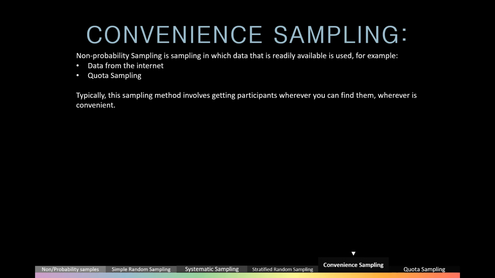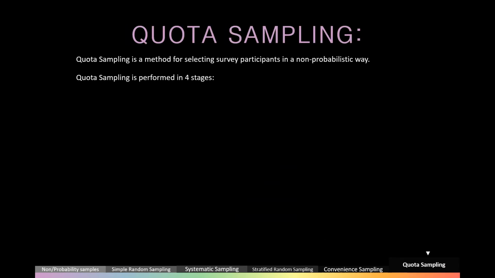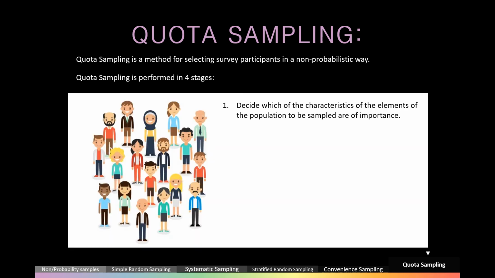A very easy example of convenience sampling is a shopping mall. So if we had an interviewer go to a shopping mall and approach people and survey them, this is an example of convenience sampling. Quota sampling is a method for selecting survey participants, and we're going to do this in a non-probabilistic way. So quota sampling is performed in 4 stages. The first stage is to decide which of the characteristics of the elements of the population to be sampled from are of importance. Let us assume that we were interested in gender and age. In specific, we were interested in males over 50.